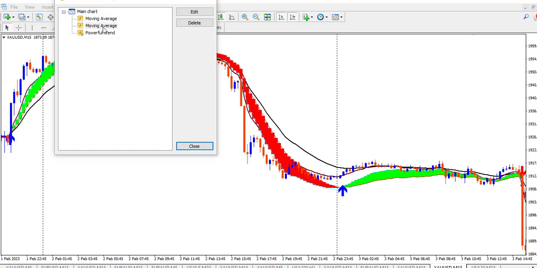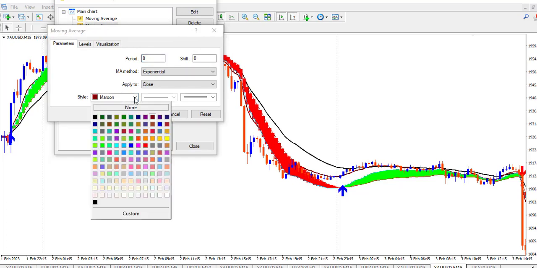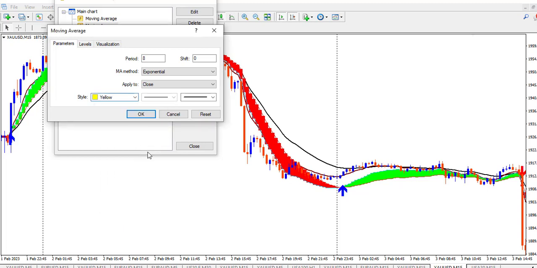The next moving average I use is just 8, and this is the color maroon. You can use any color, you might change it to yellow, it all depends on you. And the MA method is exponential and applied to close also.